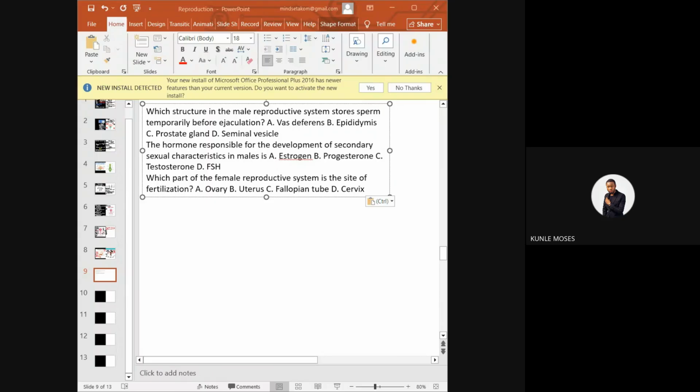Reproduction. So what you basically see is the site for implantation. So implantation occurs at the uterus.